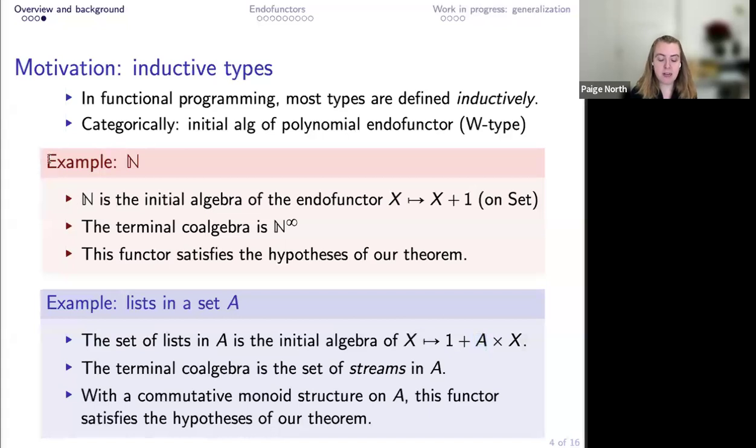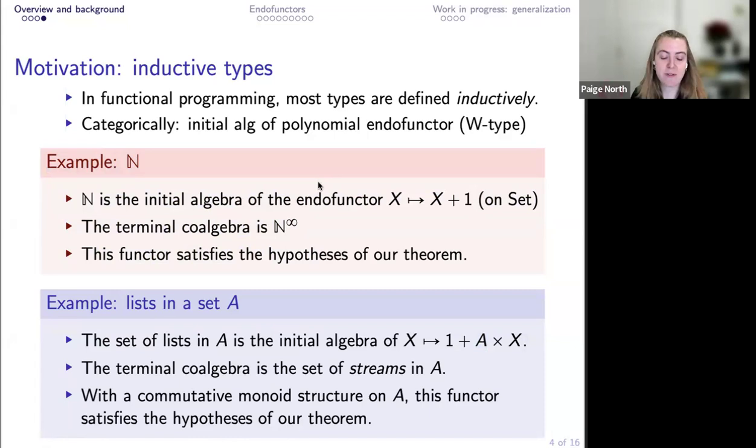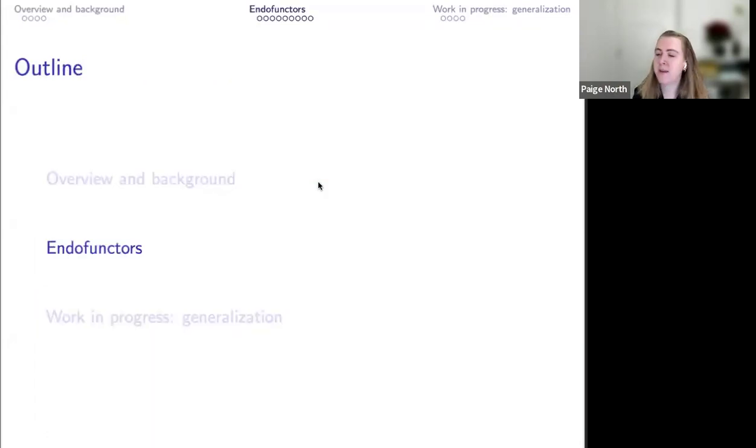Okay, but I'm going to focus on this example of the natural numbers in the rest of the talk, and that's why I've put it in this red box so that it's clear throughout the rest of the talk. When I'm talking about the specific example, it will be in a red box, and when I'm talking about general things, it will be in a blue box. Okay, does anybody have any questions so far?